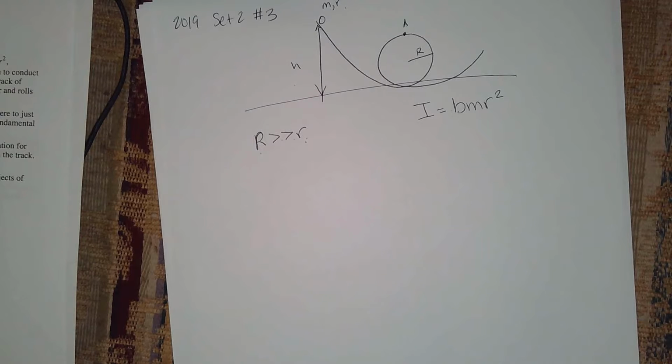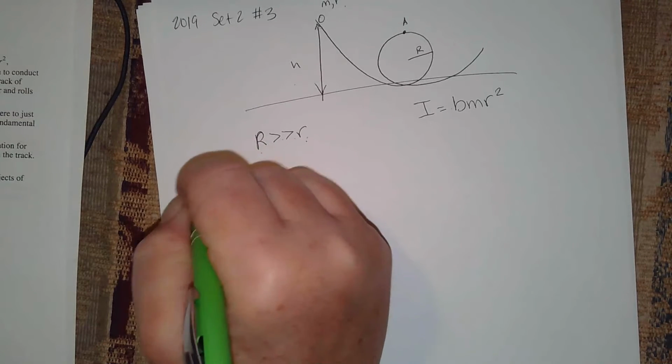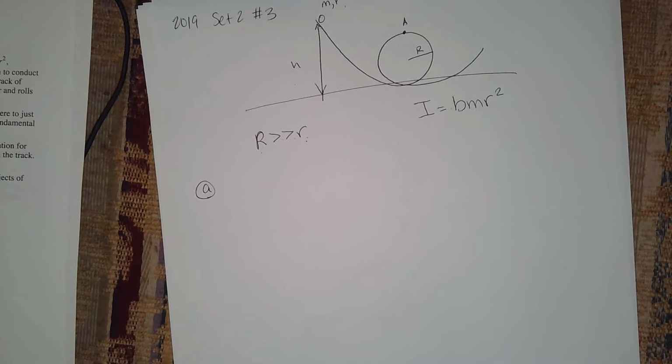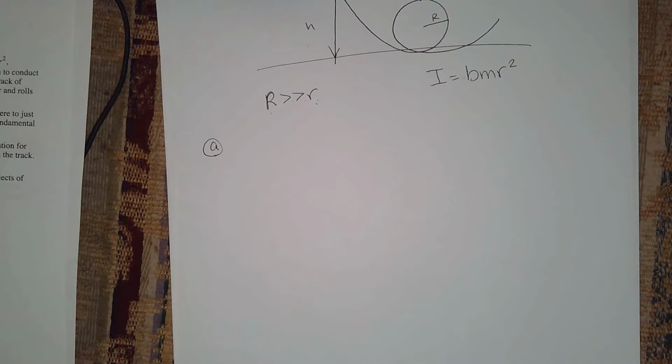All right, so they use this track and they send it around the track, and so on A, it says determine or derive an expression for the minimum speed of the sphere's center of mass that will allow it to just pass this point without losing contact with the track, and express your answer in terms of m, R, and fundamental constants as appropriate.